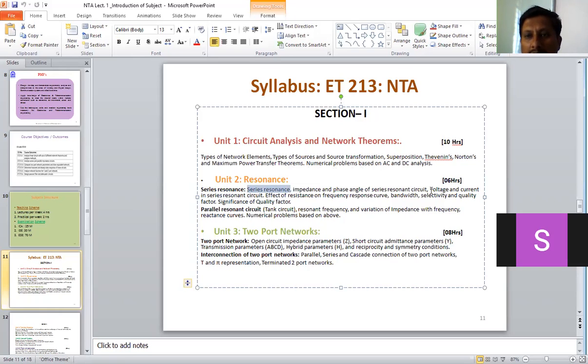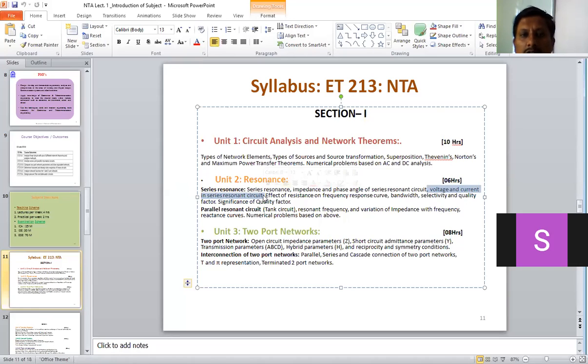Next, different voltages will be there, because three linear elements connected in series means across each element there is some voltage, and there is the source voltage. So voltage and current in the series resonance circuit we are going to discuss. Then we discuss the effect of all these parameters, including resistance, on the frequency response curve, bandwidth, selectivity, and quality factor. All these parameters of a resonance circuit we are going to discuss, and based on that there will be different applications. Next, the significance of quality factor, because quality factor plays a very important role in resonance.